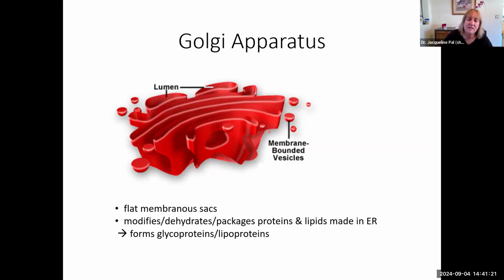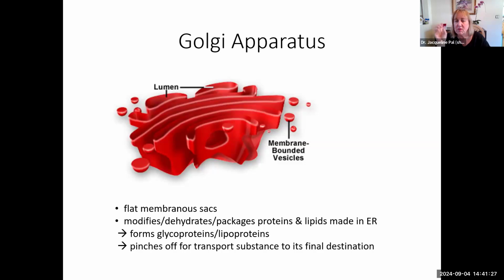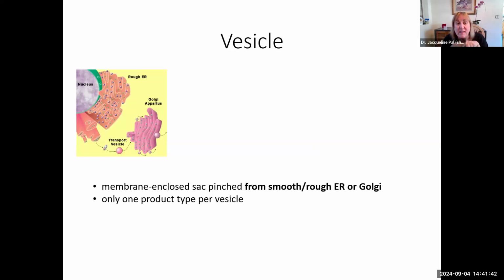Then pieces of Golgi can get pinched off for transport to their final destination. So I've talked about pieces of endoplasmic reticulum being pinched off and pieces of Golgi being pinched off, and we don't call them pieces of pinched off endoplasmic reticulum and Golgi. We call those little things vesicles. These little membrane-enclosed sacs, whether they come from smooth endoplasmic reticulum, rough endoplasmic reticulum, or Golgi apparatus, are all called vesicles. And each vesicle only has one product type.